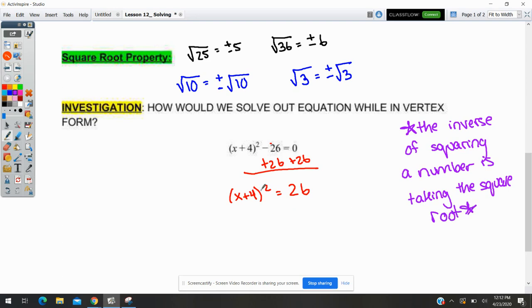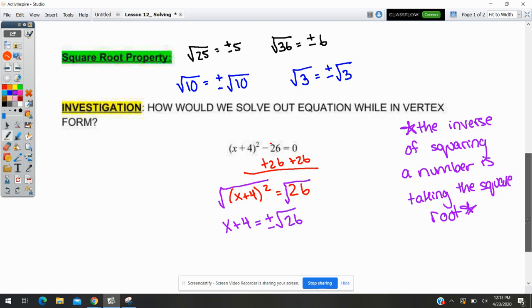Here we want to get rid of this exponent, so we're going to take the square root of both sides. Taking the square root gets rid of the exponent of 2, so we're left with x plus 4 equals the square root of 26. What did I say when we take the square root of a number? We get two different answers, the positive version and the negative. 26 is not a perfect square, so we leave it under the square root sign. So x plus 4 equals positive and negative square root of 26.